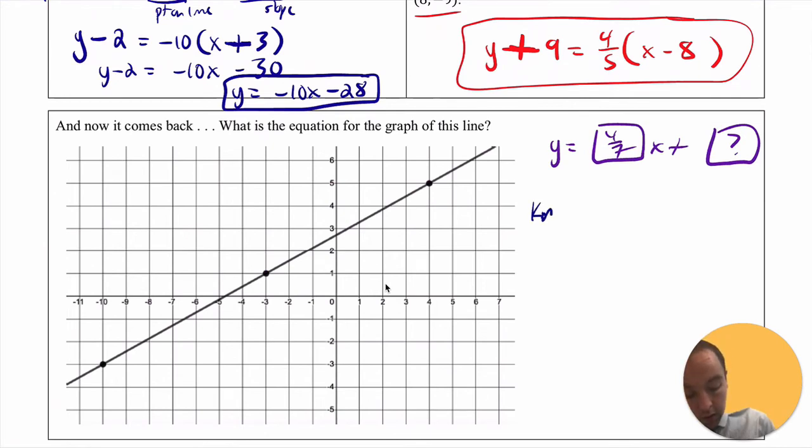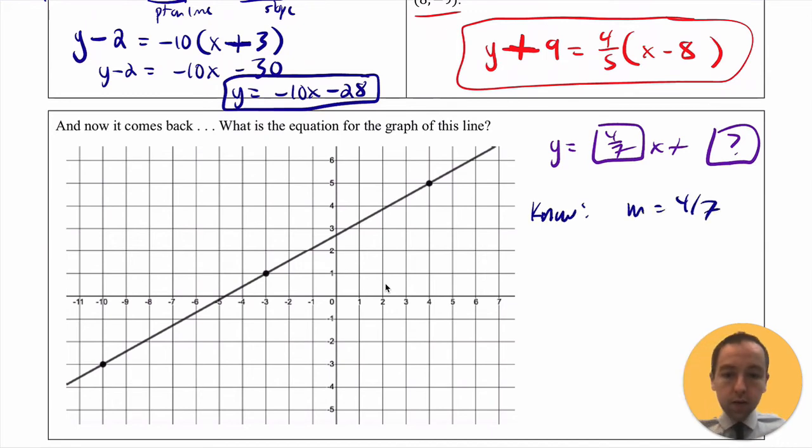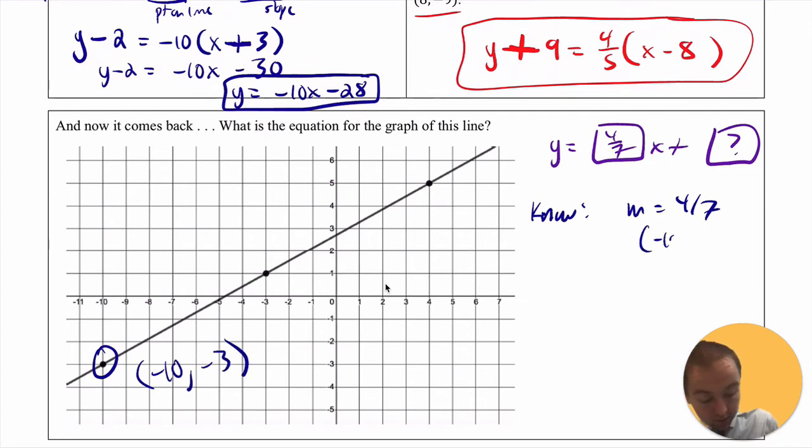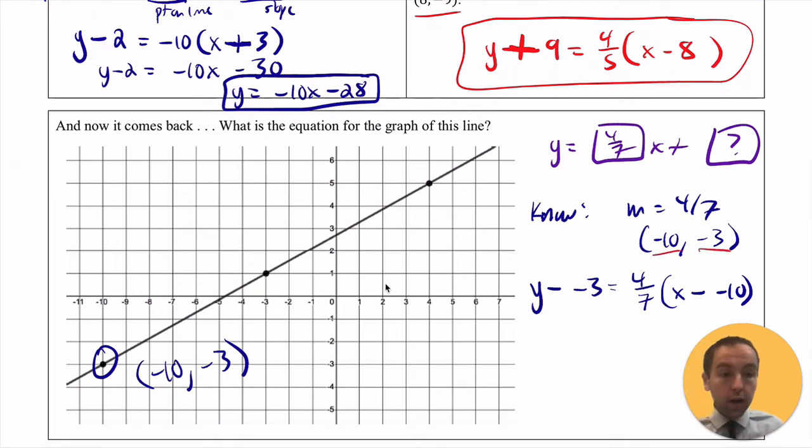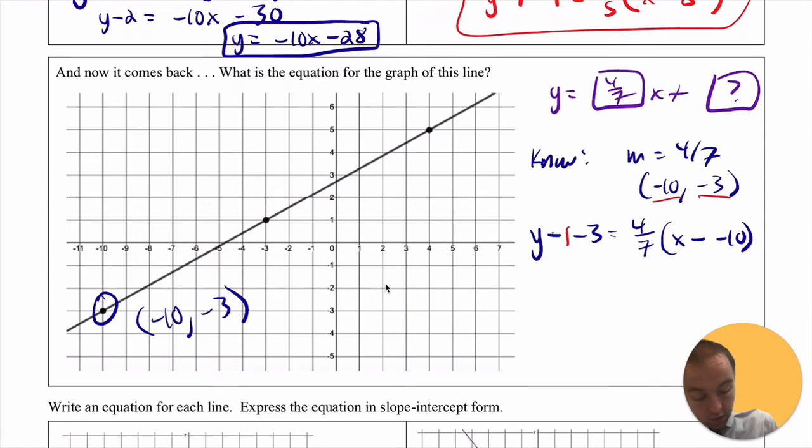So we do know that the slope is 4/7, and then just pick any point that's on the line. It does not matter which point you pick. If you pick that point, that's great. It's got coordinates -10 and -3 for the y. And then, knowing one of the points on the line and the slope, you can write it in point slope form, which would mean y minus y is equal to 4/7 times the quantity of x minus x. Because both of those coordinates were negatives, when you plug it into point slope form, you actually get all positives there.